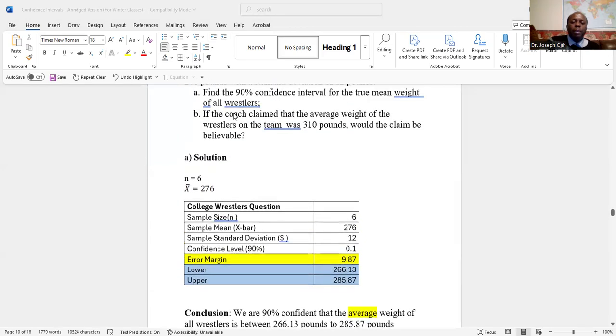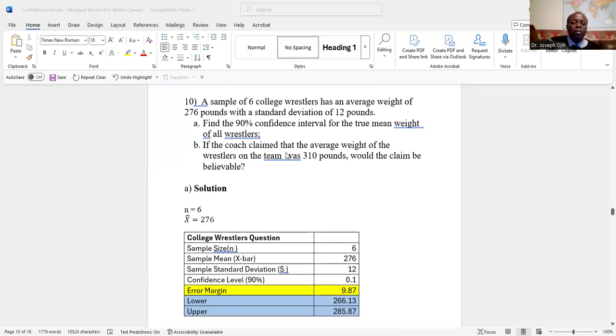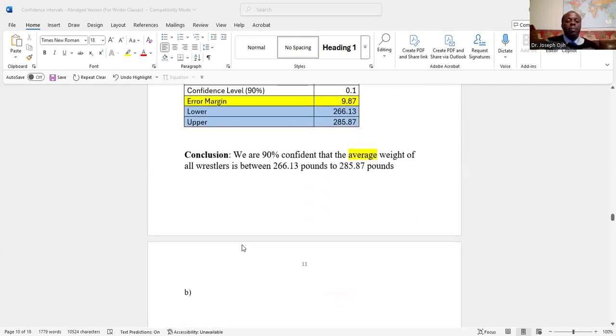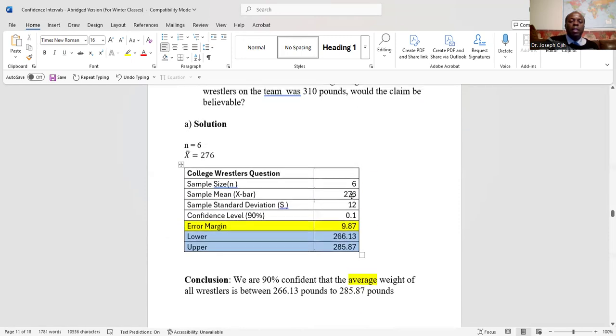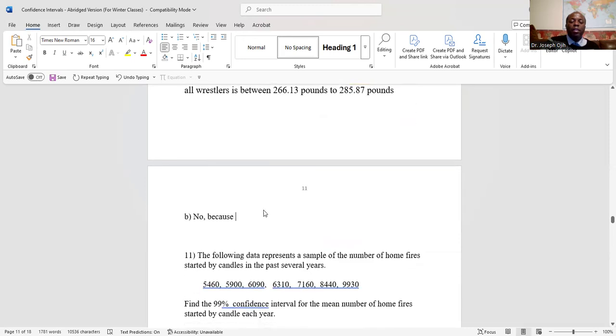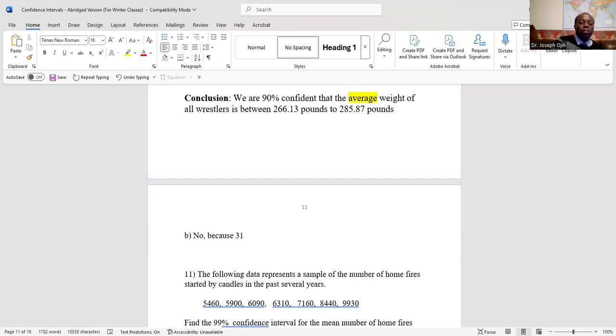Now, let's see what we do. Part B says, if the coach claimed that the average weight of the wrestlers on the team was 310 pounds, would that claim be believable? Of course, it will not be believable. The answer is no. And why? Because the interval is between 266.13 pounds to 285.87 pounds. But this coach is claiming that the average weight is 310 pounds, which is above the interval. So it doesn't fall within the interval. So because 310 pounds did not fall within the interval of 266 pounds to 285 pounds. Okay?